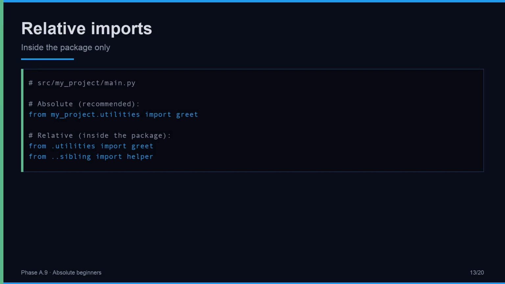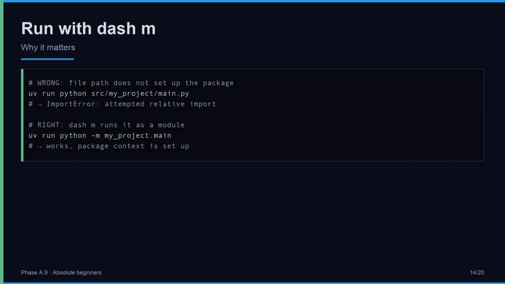From name to file. Inside a package you have two ways to import siblings. Absolute: from myproject.utilities import greet. The full path, easy to read and search for. Relative: from .utilities import greet. The leading dot means current package. Two dots mean parent package. Relative imports are shorter inside big packages, but they break if the package is renamed or moved. For beginners, prefer absolute imports. They are easier to follow. Use relative imports inside the package only.